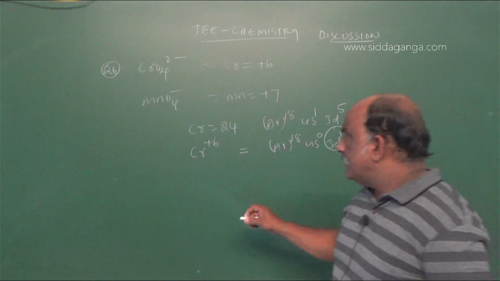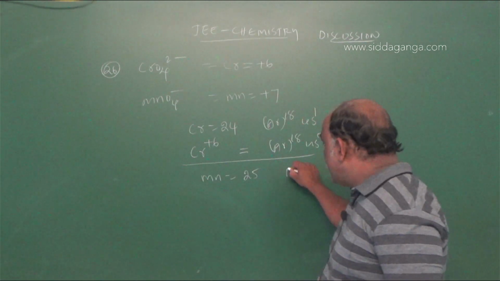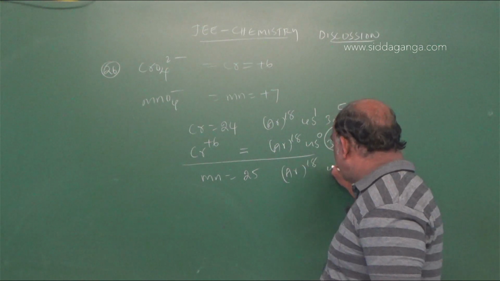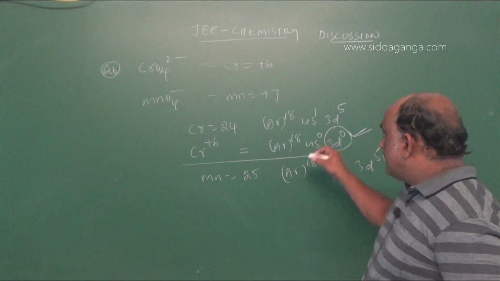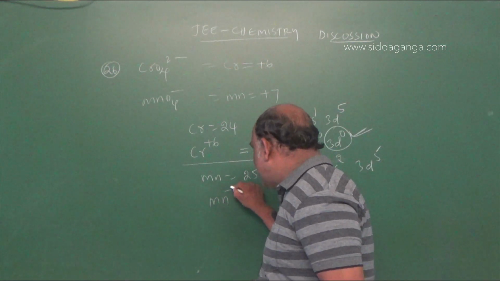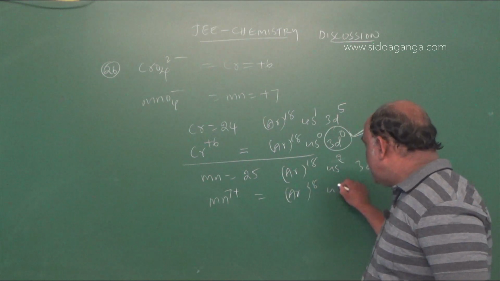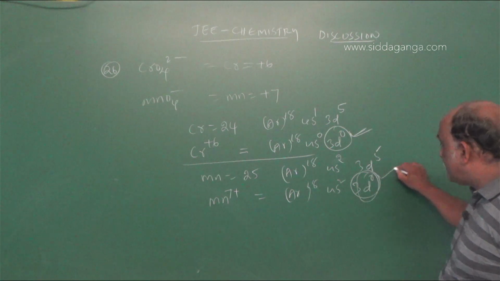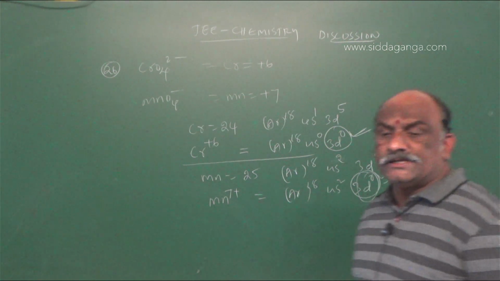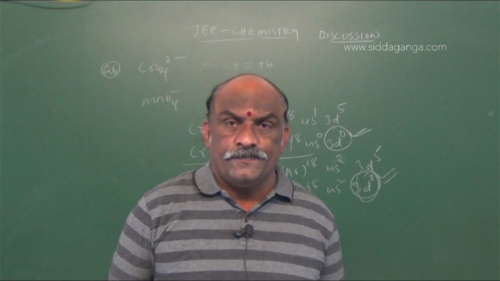Next, on the other hand, manganese 25, argon 18, 4s2, 3d5. Then what about manganese 7 plus? It is argon 18, 4s2, 3d0. Here also you make a note, my dear students, both are having d0 configurations.